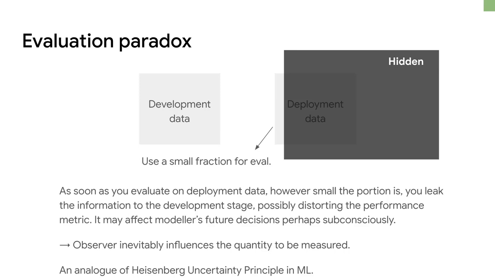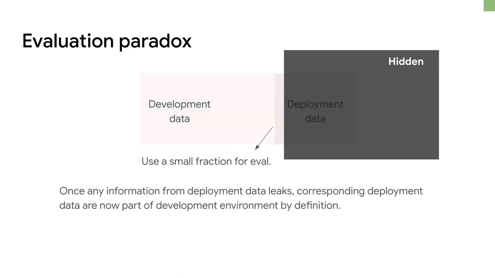So there's an inherent paradox here, which is that the observation itself is influencing the behavior. So I like to call this an analog of the Heisenberg uncertainty principle, because you have to somehow observe it, but once you observe it, then you're not measuring the same thing as you intended at the beginning, right? So there is a paradox here.